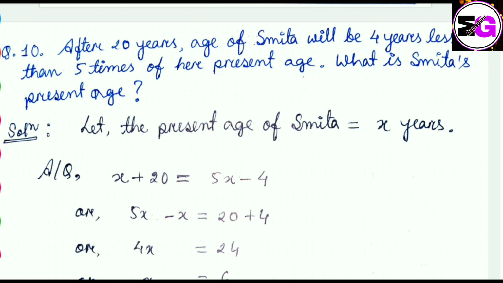So the next question is: after 20 years the age of Smita will be 4 years less than 5 times her present age. What is Smita's present age?